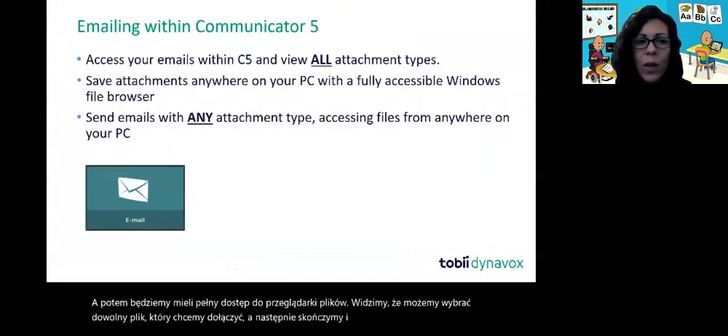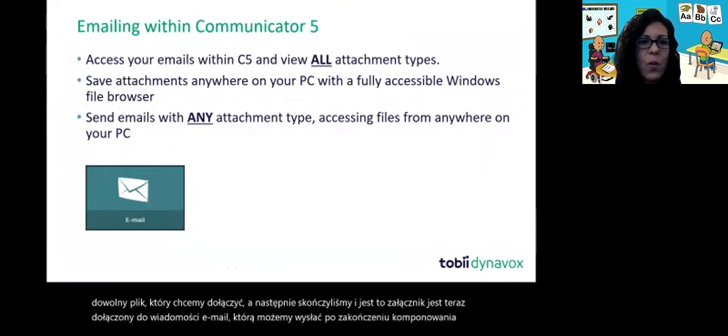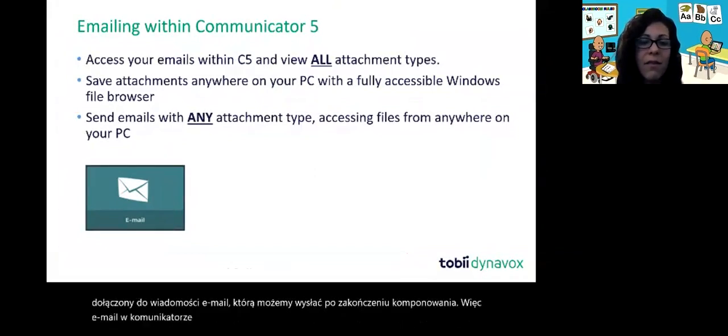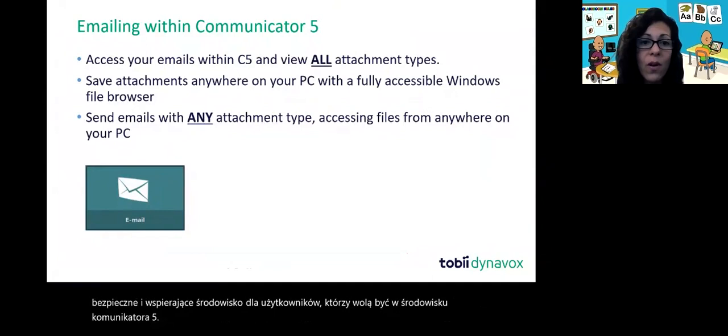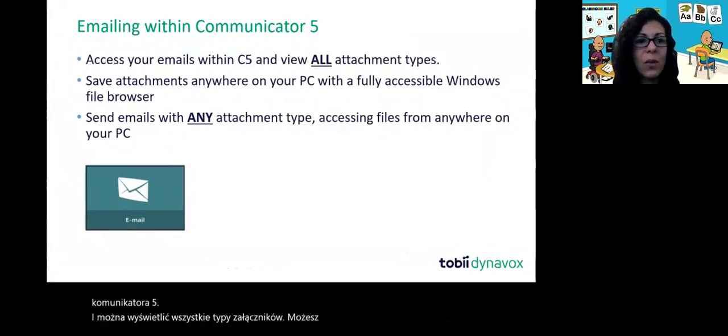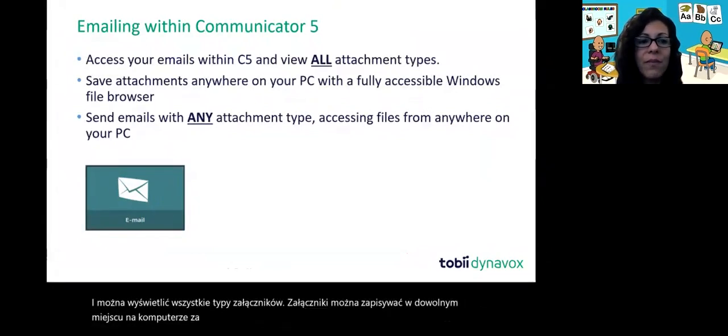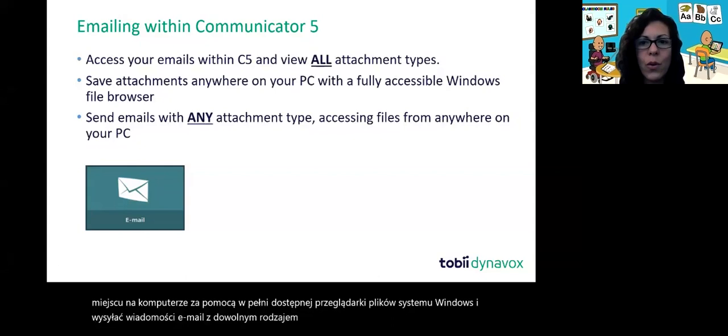So emailing within Communicator 5, you have access to your emails within C5, again, which is a safe and supported environment for users who prefer to be within the Communicator 5 environment. And you can view all attachment types. You can save your attachments anywhere on your PC with a fully accessible Windows file browser. And you can send emails with any type of attachment and access files from anywhere on your PC or your hard drive.